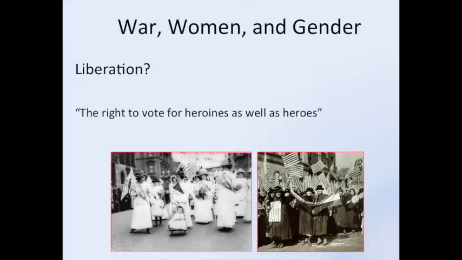And even in Britain, where they did gain the right to vote, there was deep concern because of the depletion of the numbers of young men due to the war. There was deep concern that women would outvote men. So women were only allowed to vote from age 30 onward in order to make sure that there were more men voting than women. So there were severe restrictions.